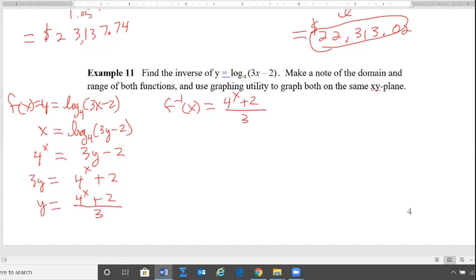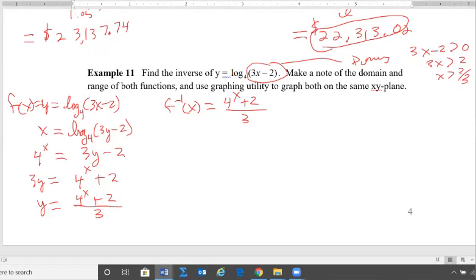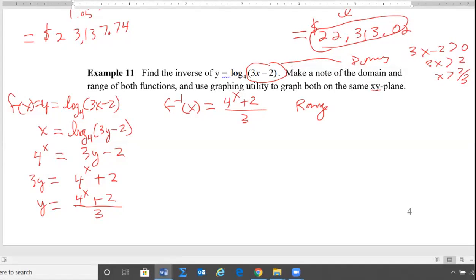Now let's take a look at the domain and the range. This was a log function here, and we know that the domain for this original function must be all x such that that quantity is positive. So 3x greater than 2, x greater than 2/3. That's what we expect the range to be for our inverse function. Its range should be the same as that, so we would say y is greater than 2/3.